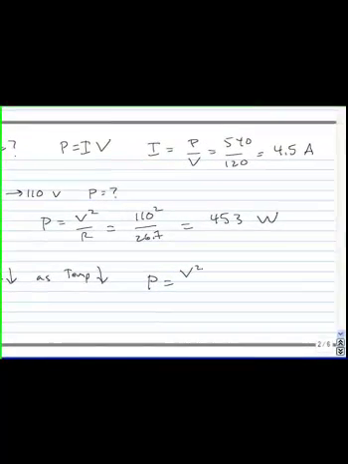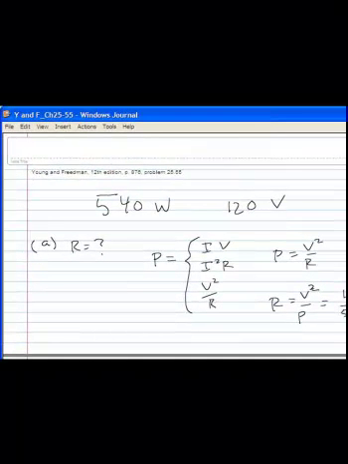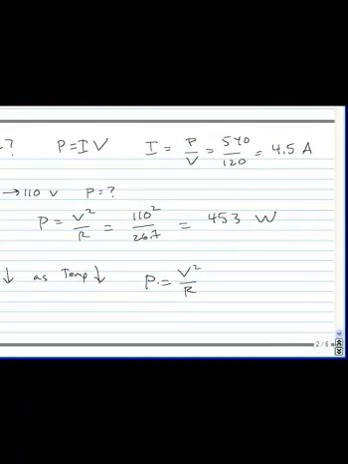Power is V squared over R, and the voltage was 110, and we used 26.7 for the resistance, but really what happens is this thing cools down, the resistance also cools down. So if the resistance gets smaller, then the power is going to be bigger. So the power will be greater than 453 watts if we take into account temperature effects.